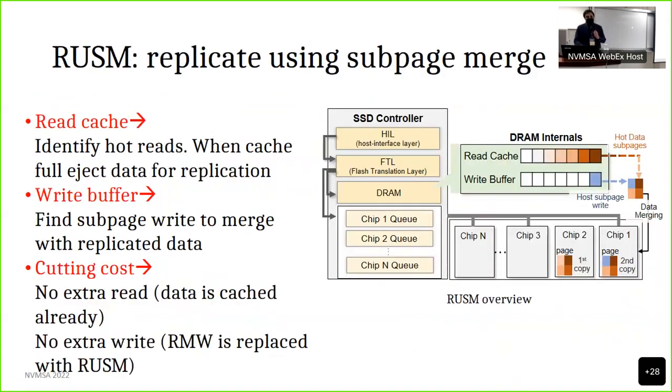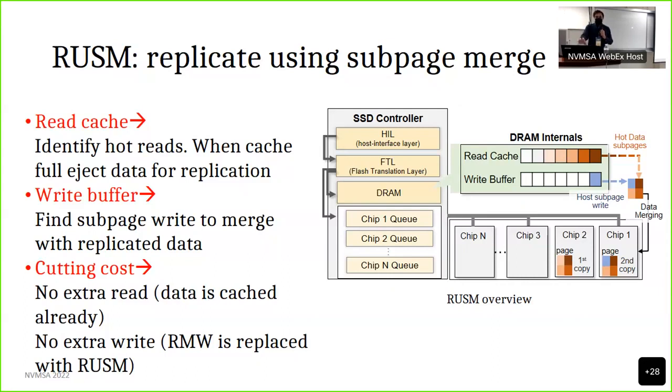And here's how RUSM works. This is the general overview of the scheme. When the data is being read from the NAND flash, it is buffered inside the read cache. This is just straightforward from the conventional scheme. However, we try to identify the hot data right in the read cache. And when there is a subpage write, a write which is smaller than the page size, coming into the write buffer from the host, we take it, we collect some hot data from the read cache, and we do the merge, and we do the replication.